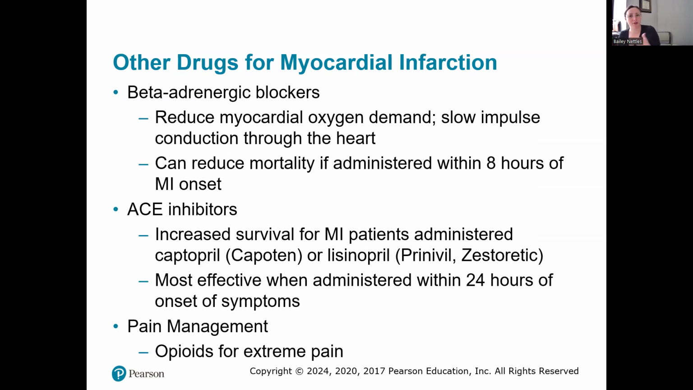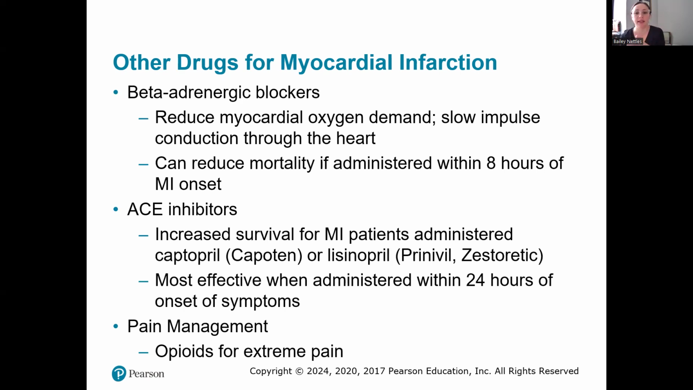Beta adrenergic blockers, your beta blockers, metoprolol, labetalol. I see these given a lot with heart attacks. They reduce the myocardial oxygen demand, slow the impulse conduction through the heart, and can reduce mortality if given within 8 hours of a heart attack. That's amazing, so that's why they give it, okay? It lowers your blood pressure, remember, and lowers your heart rate. So we're monitoring those before and after administration. We're administering it at the right time and at the right speed. We're not slamming it into these people, because we're usually giving all these IV, because we don't want any PO meds if they're going to go for a cardiac cath, right?